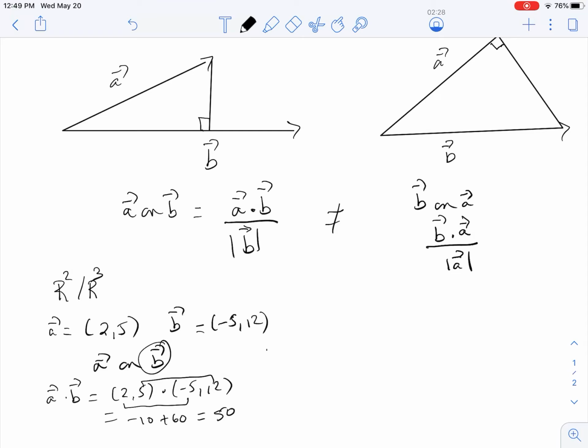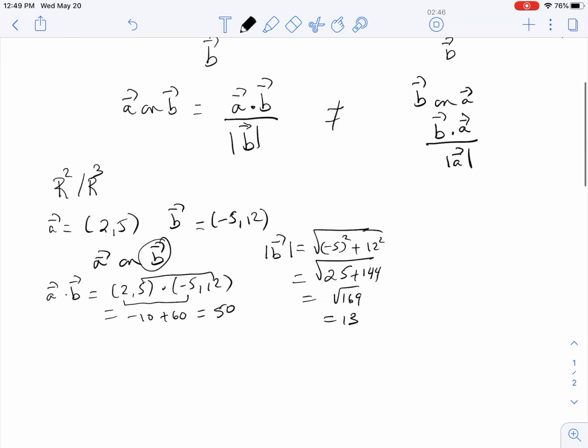Now notice I'm projecting onto B, so I'm going to need the magnitude of B. So (-5) squared plus 12 squared, work that out, and I could take the square root there. So the projection, the scalar projection, remember scalar is just a value, it's not a vector yet. The scalar projection of A onto B is going to be equal to 50 divided by 13. Again, we figured out A dot B and then the magnitude of B.